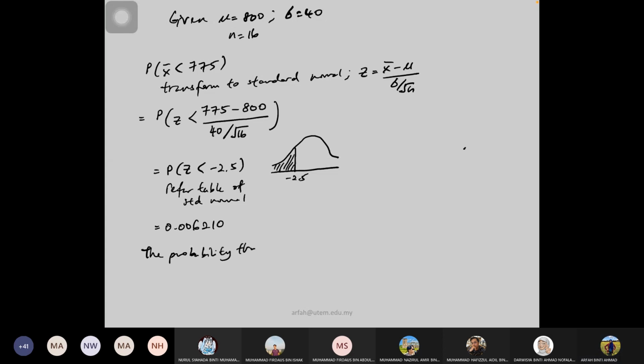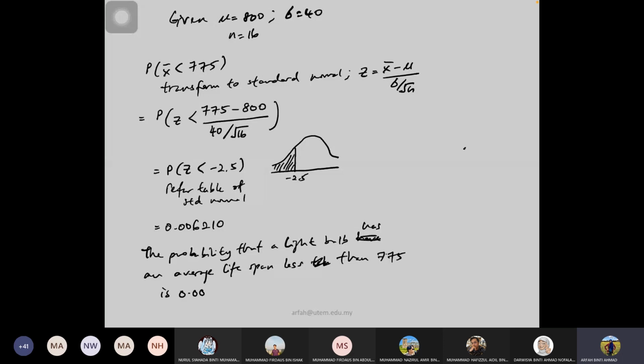Kebarangkalian, the probability that a light bulb has an average lifespan less than 775 is 0.006210. Okay, so kita buat conclusion untuk population even though yang kita ambil adalah sampel data.